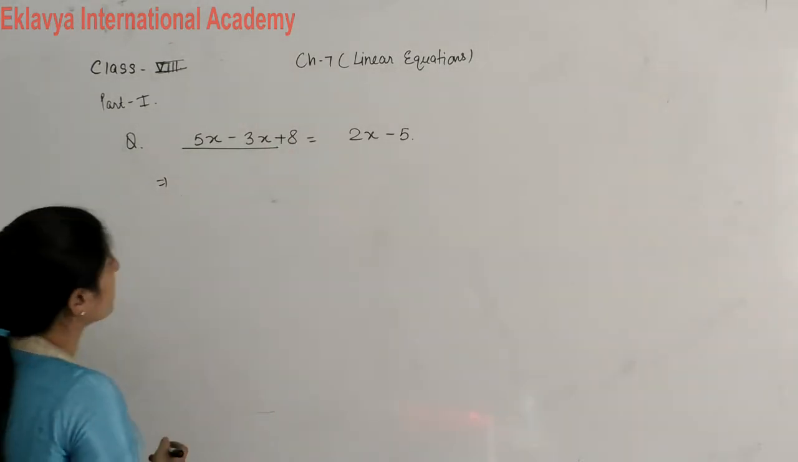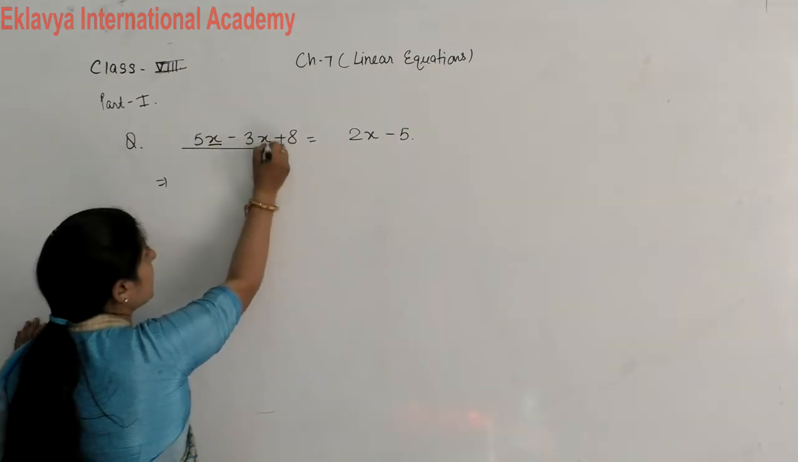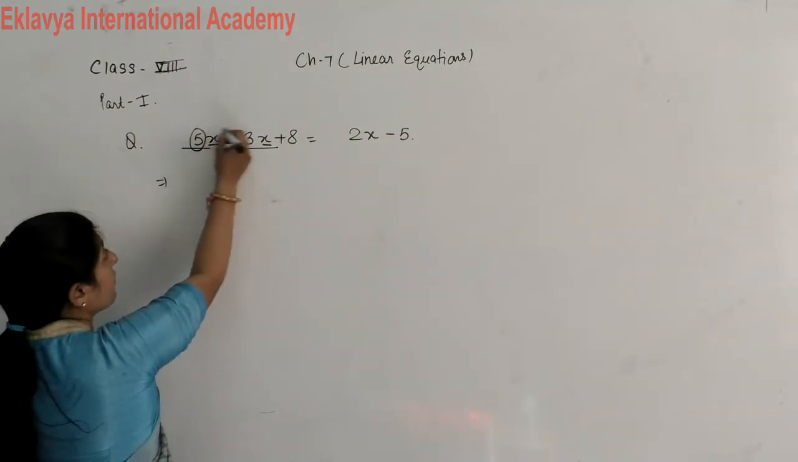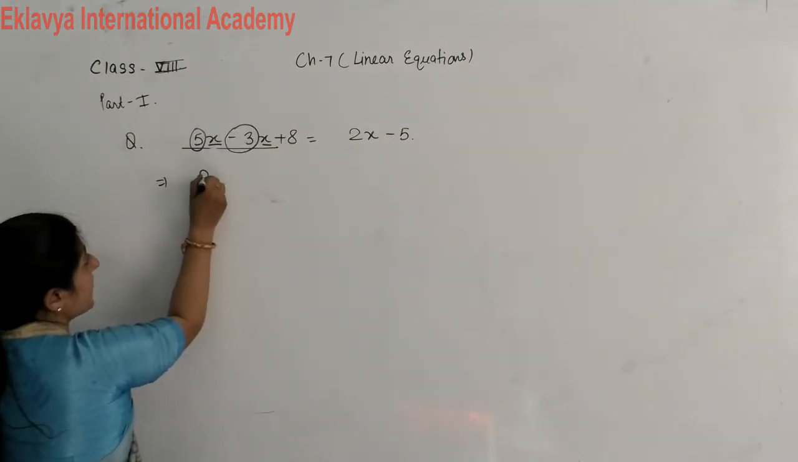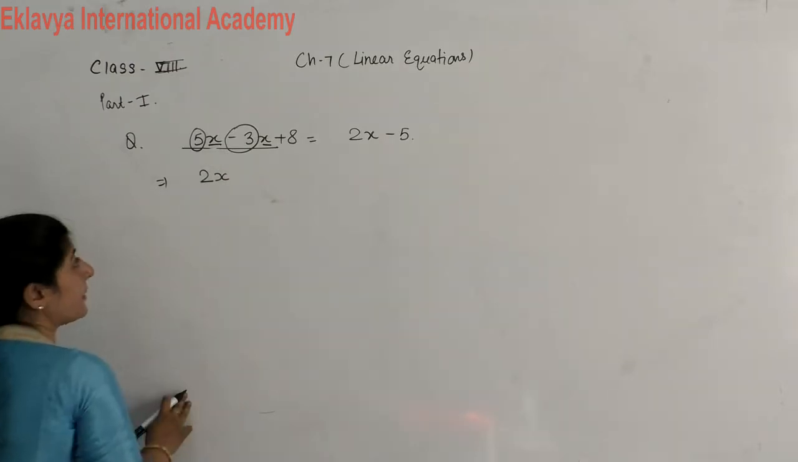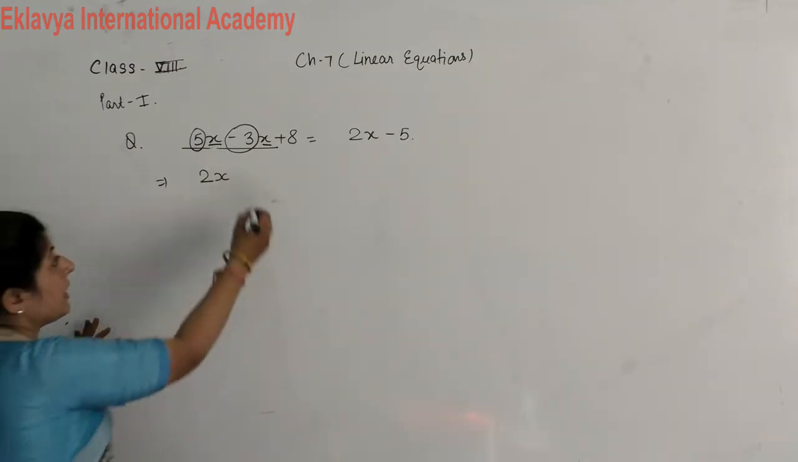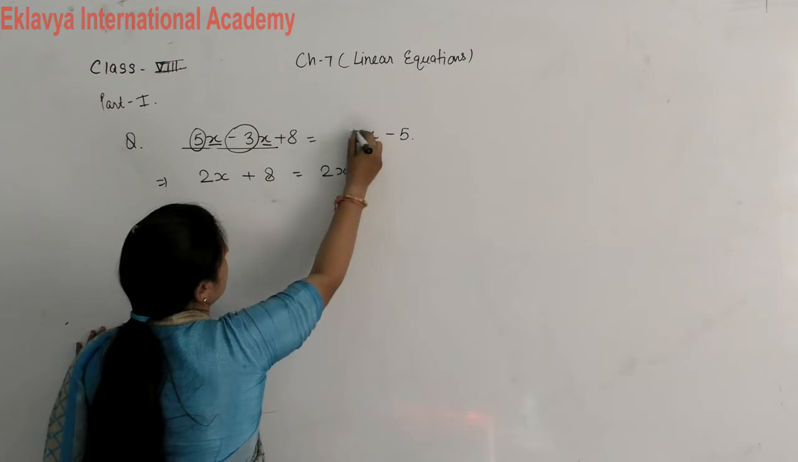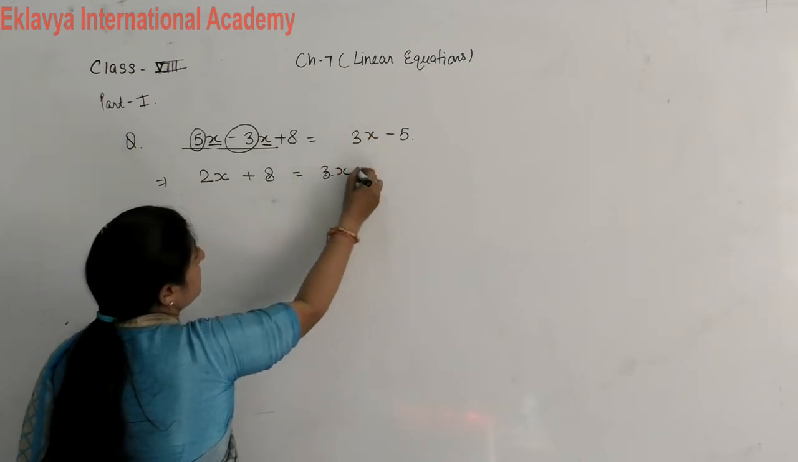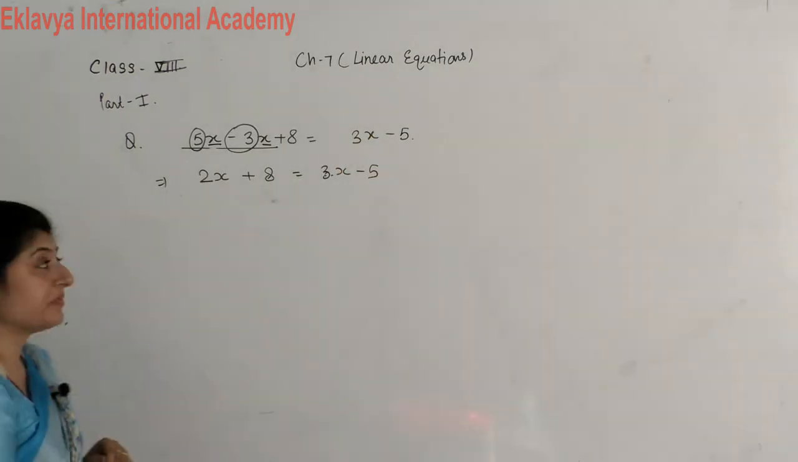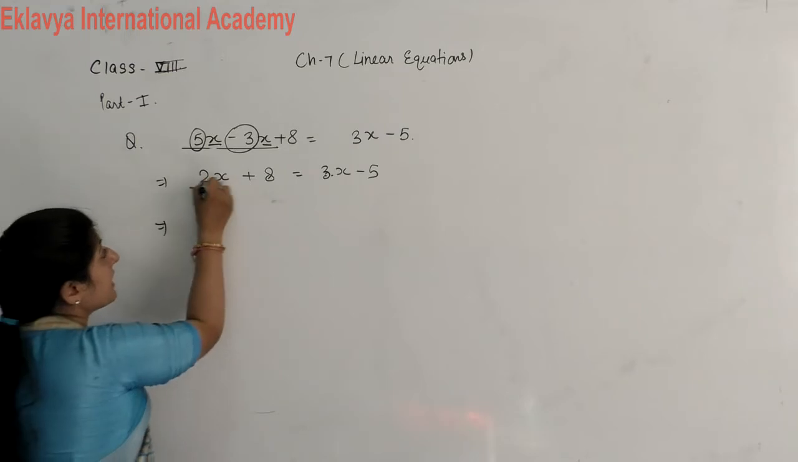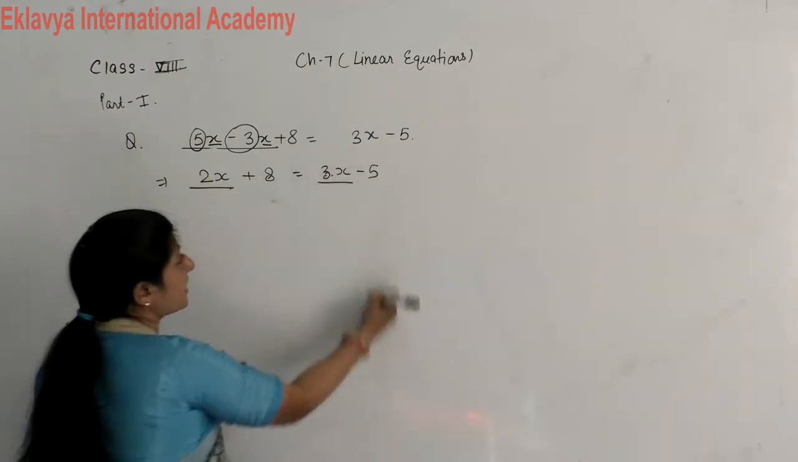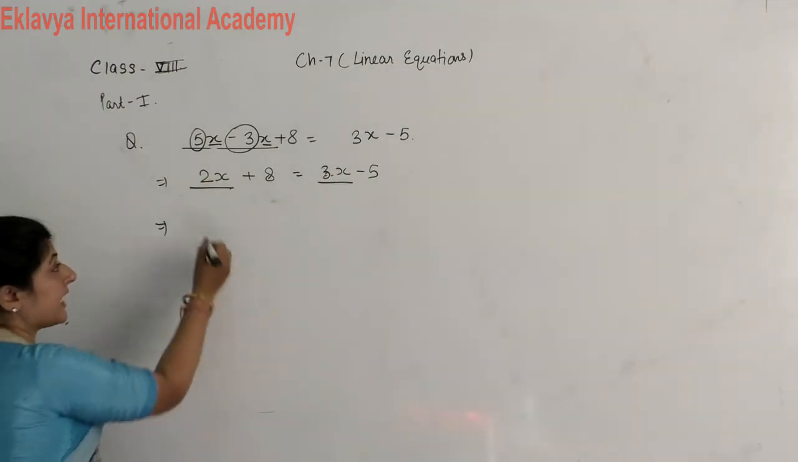And how to solve the like terms? Both are the x variable, so solve only 5 minus 3, that is equal to 2. Then it remains 2x plus 8 is equal to 2x, take any other thing, 3x minus 5. Now see, this is a variable x term, this one also a variable x term, like terms.